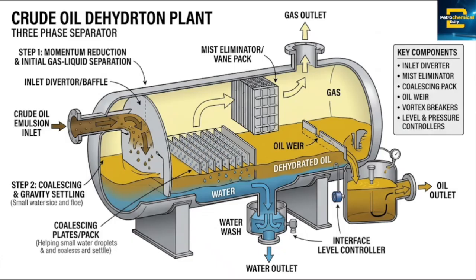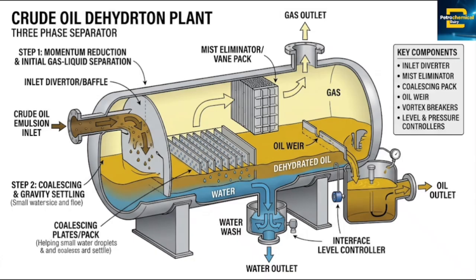So we have what we call the oil weir. The oil weir maintains the oil level and prevents water carryover. The place where the oil is settled is called the oil weir, and it maintains the oil level and prevents water carryover. So that's the work of the oil weir.